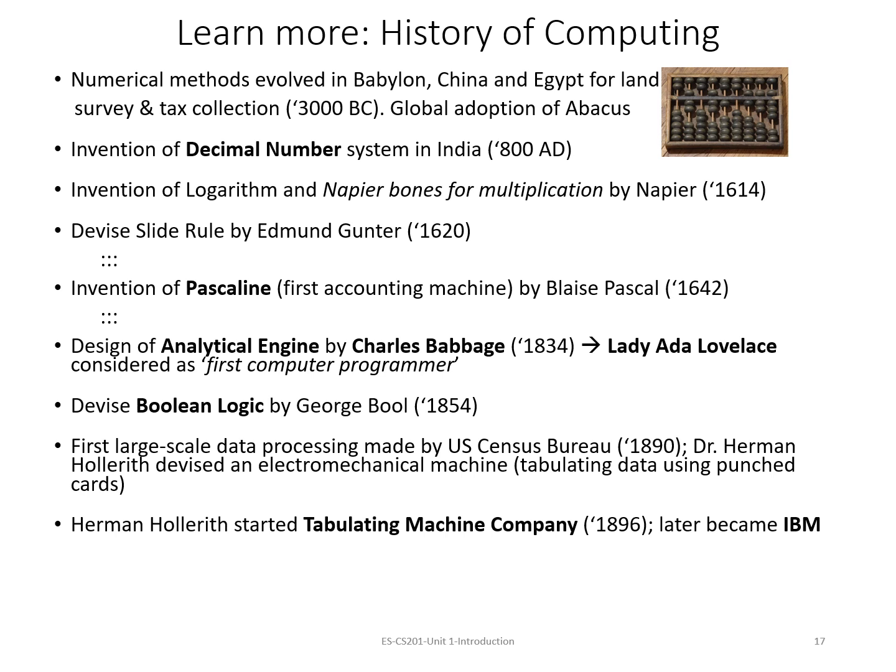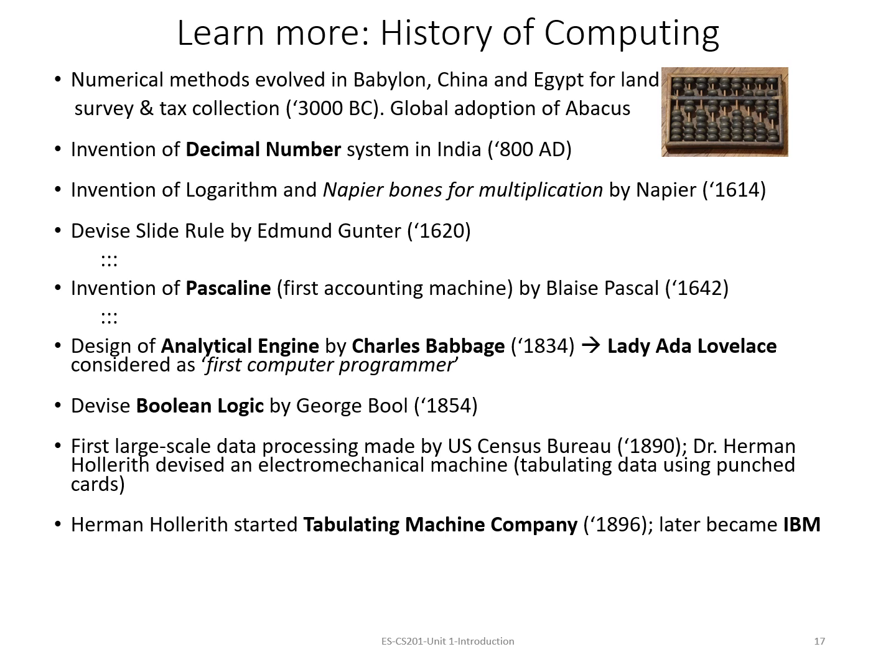Devised slide rule by Edmund Gunter, 1620. Invention of Pascaline, first accounting machine, by Blaise Pascal, 1642. Design of analytical engine by Charles Babbage, 1834. Lady Ada Lovelace wrote the first computer program, an algorithm designed to instruct the analytical engine to calculate Bernoulli numbers.